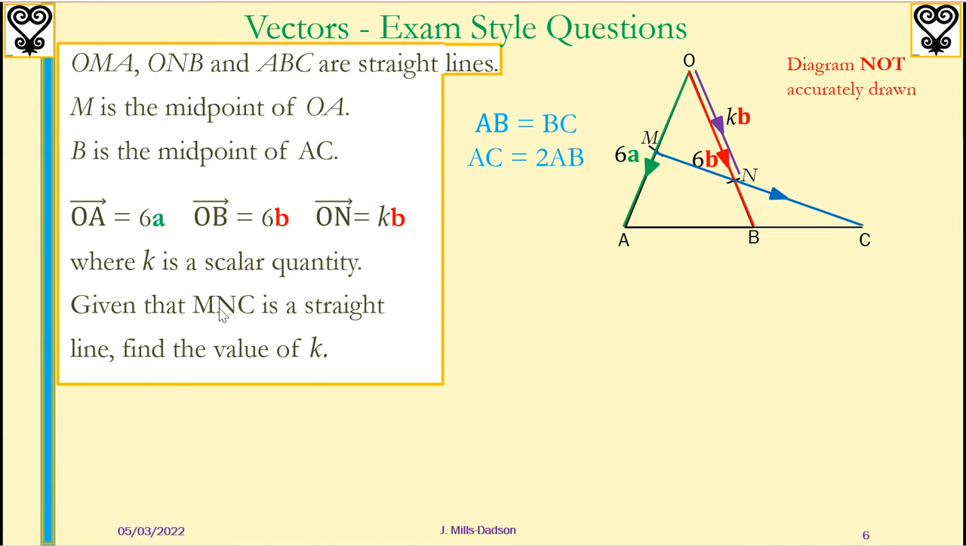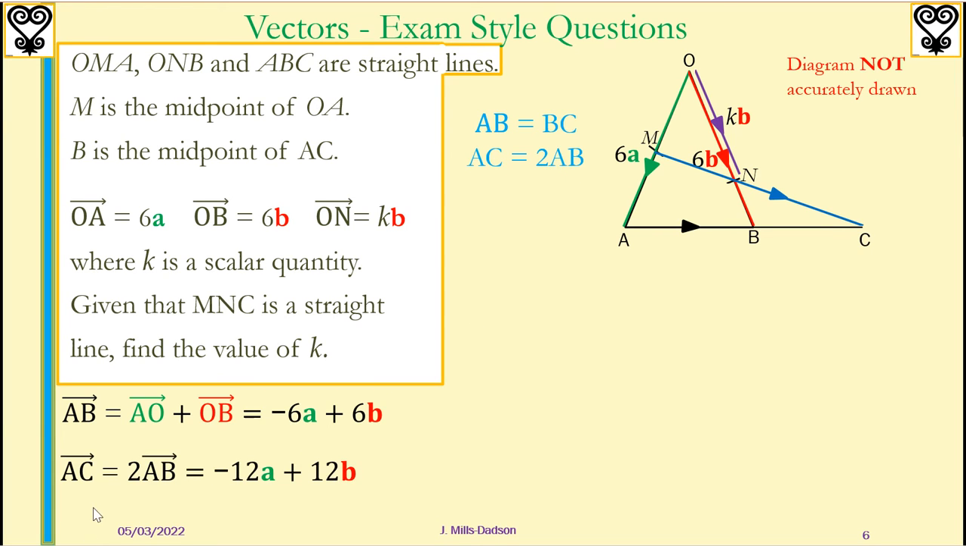So we start. We know AB is equal to BC, so AC is equal to double AB. So let's work out what AB is. AB is vector AO plus OB. Vector AO is going against the vector 6A, so that is why it's negative 6A plus 6B, because this one is going along it, so it's the same. This one is again going against the vector. And since AC is double AB, we can work out AC as negative 12A plus 12B. We just have to double vector AB.